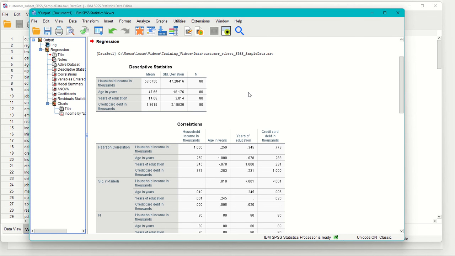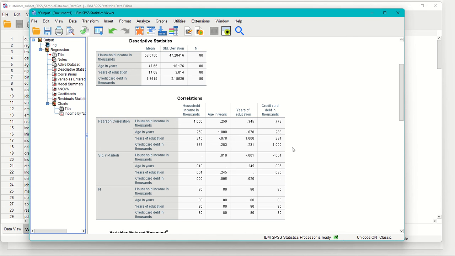And now you can see the first box represents the descriptive statistics with our variables' means and standard deviations, as well as the number of respondents to this survey. And we had 80 people and various means, and then we are given a correlations box, which represents the Pearson product moment correlations. And you can see here that our variables, at least for years of education and credit card debt, are showing a significant effect compared to household income. So that's promising.